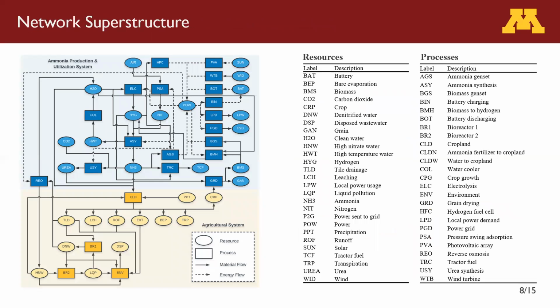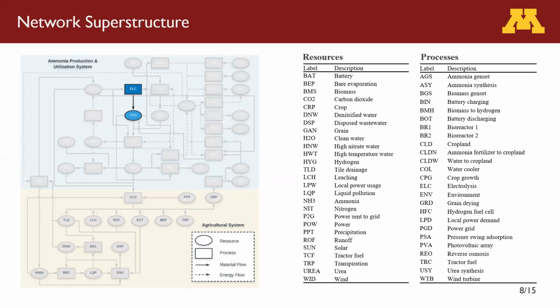Since we use a superstructure-based design approach for our problem, let's look at the superstructure of the system. The bottom part shaded in yellow represents the agriculture system, which we described in the previous slide. In addition to the agriculture system, the top part shaded in blue represents the chemical production system. In the system, hydrogen is obtained from the electrolysis of water. The cleaned process water is obtained from treating soil water using reverse osmosis. Hydrogen reacts with nitrogen collected from the pressure swing adsorption to form ammonia.